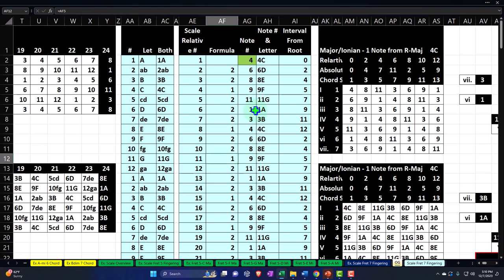And then there's a half step. So 8 plus 1 is 9. 9 is an F. And then there's a whole step. 9 plus 2 is 11. 11 is a G. And then there's a whole step. So you get 11, 12, and then back to the start, which is 1. Or 11 plus 2 is 13. 13 minus 12, because there's 12 notes in the musical alphabet, would be 1.